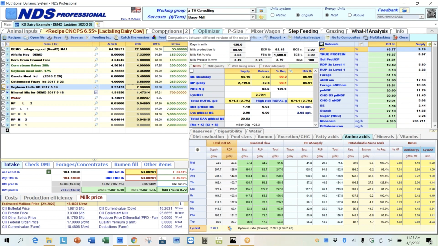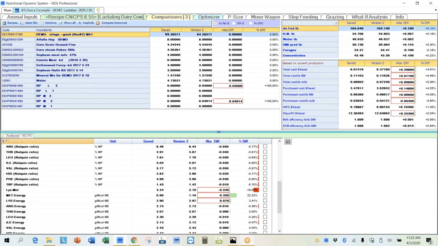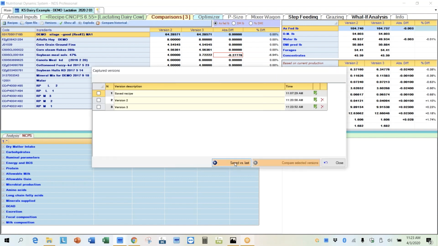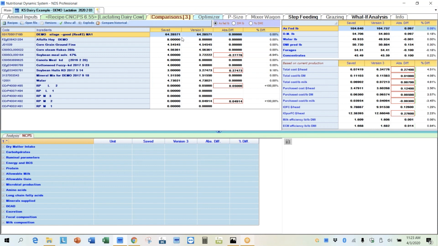So now I'm apples to apples in my comparison. I've lowered my total crude protein slightly in this. I can run the comparison, and I want to compare the saved versus the last. So now I'm comparing about the same intake. My cost is 27 cents, and my income over feed cost is now 12.6 cents. So that's what I'm looking at, trying to figure out if that's a scenario I'd want to look at.